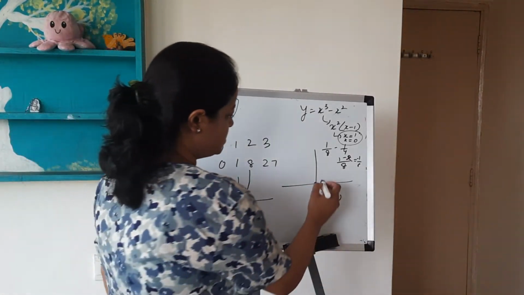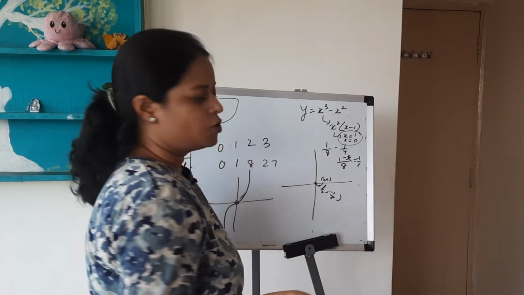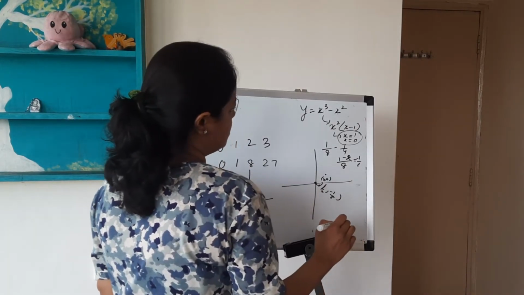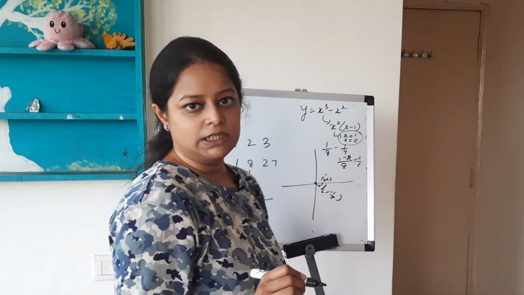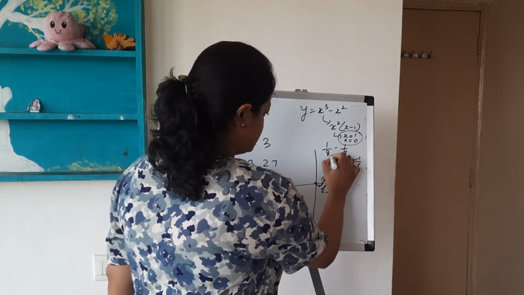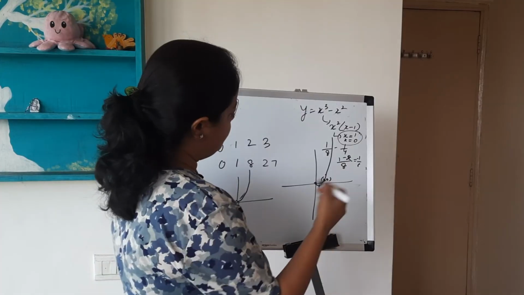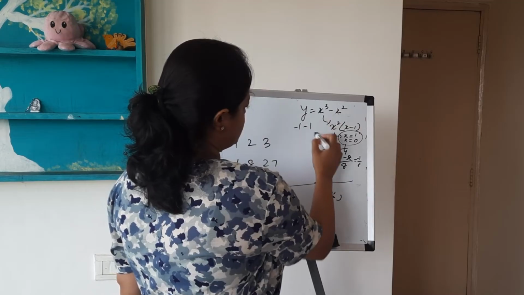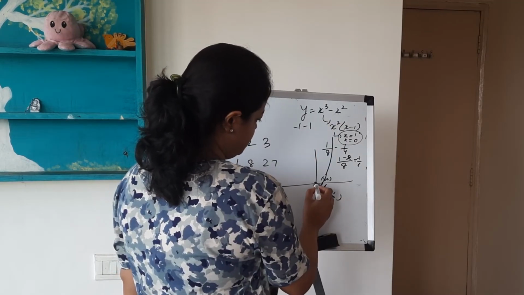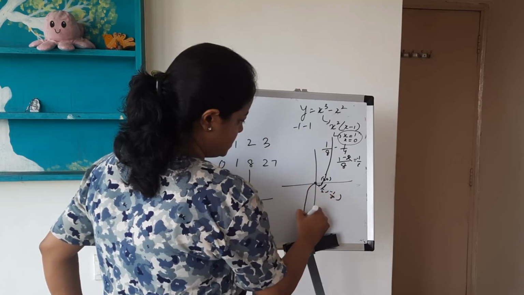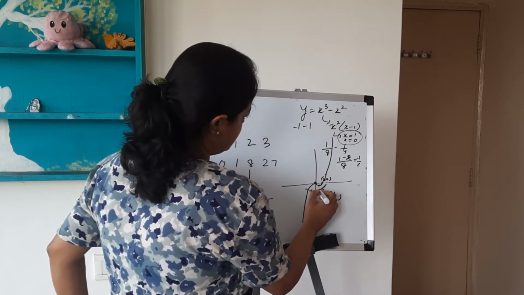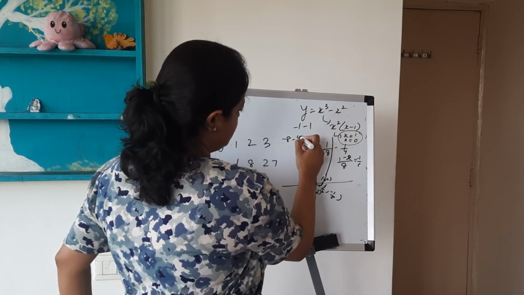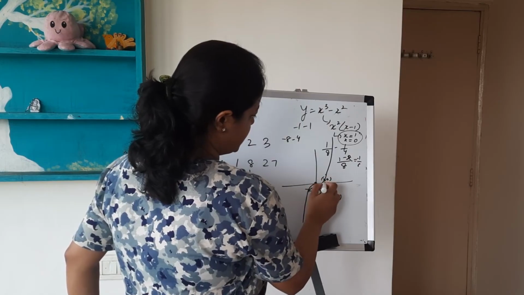Then, this is x is equal to 1, 0. Now if we take x is equal to 2, which is 8 minus 4, which is 4. So it will go here. Then 3, 27 minus 9, which is 18. So it will again be a steep line, right? And if we go in the other direction, minus 1: minus 1 minus 1, minus 2. So it will be here. At minus 2, we get minus 8 minus 4, which is minus 12. So it will be quite a steep one. So it's just hitting at 2 points.